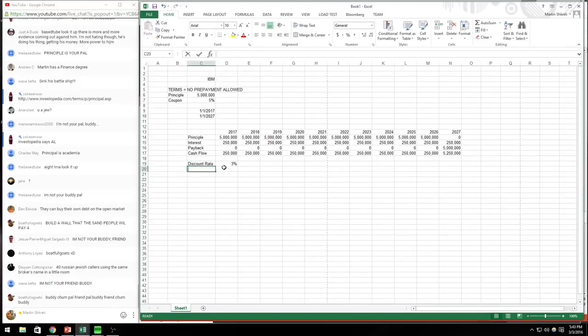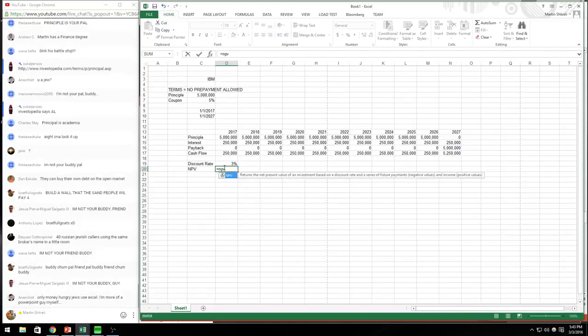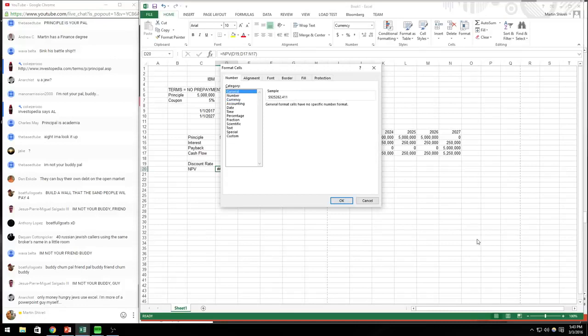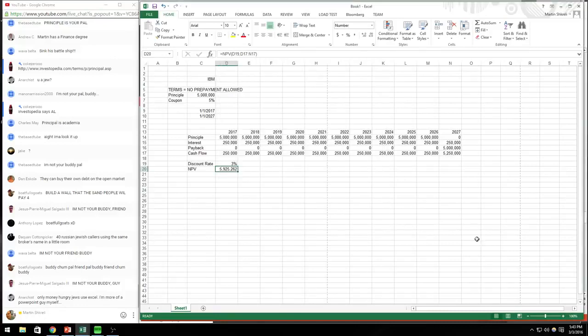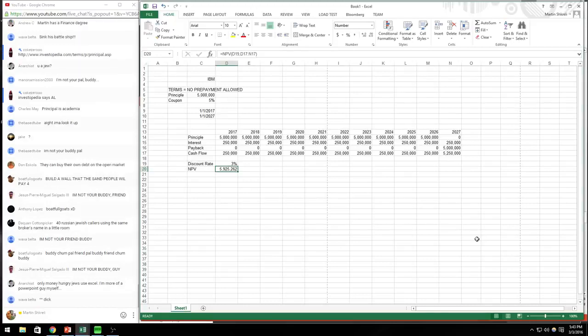So if we take the net present value, in Excel we do equals NPV, parentheses, we take the discount rate, we press comma, and we take the series of cash flows, close the parentheses and hit enter. And we can value the bond at about $6 million. So in essence, this is a very attractive bond.